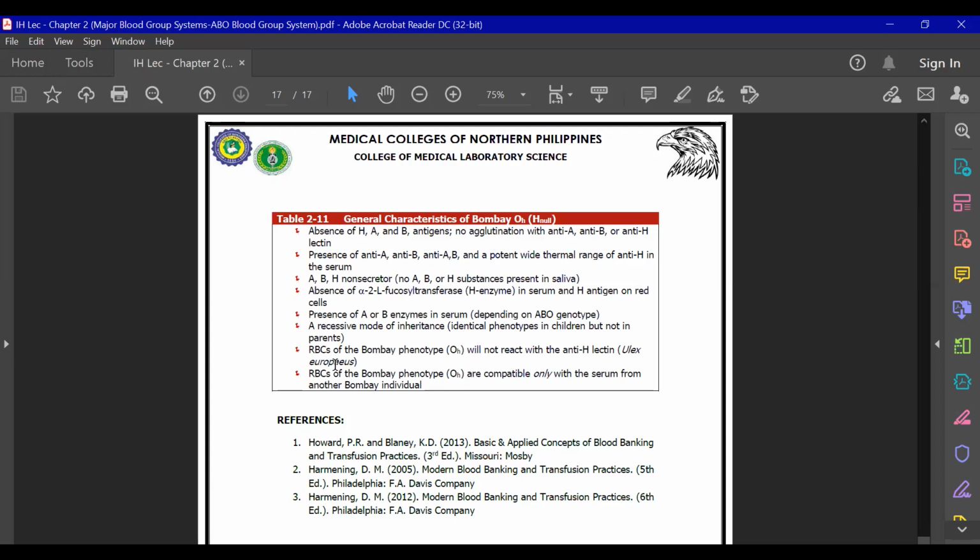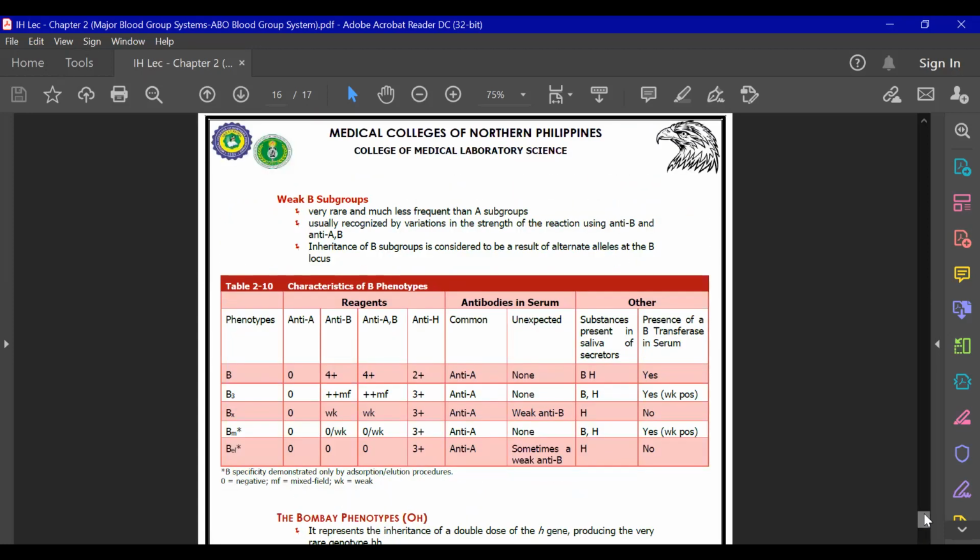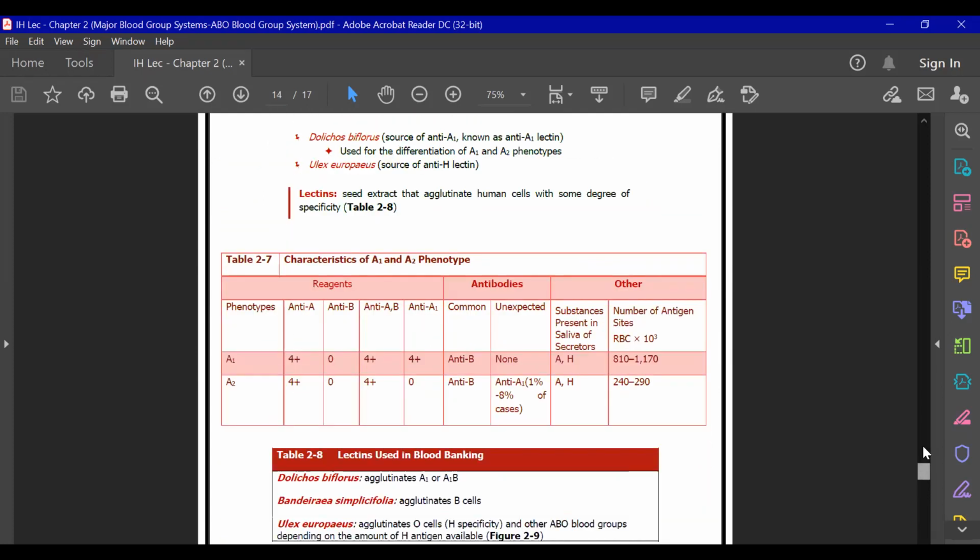Okay, so additional class, may dadagdag lang sana ako, paki-note na lang guys dyan sa lecture notes ninyo. This is an additional info under the A subgroups. Sa A subgroups.